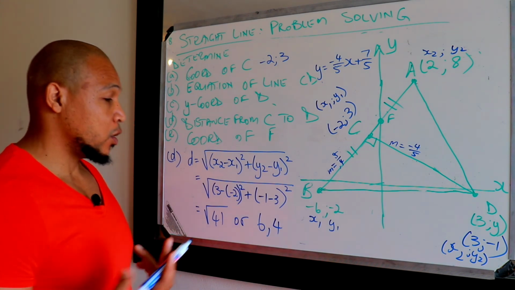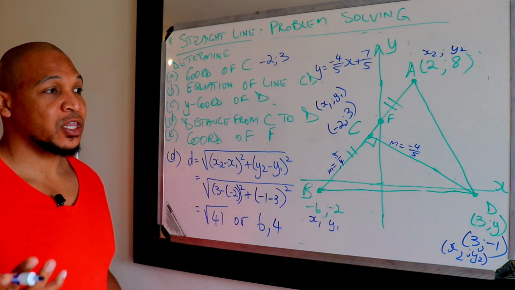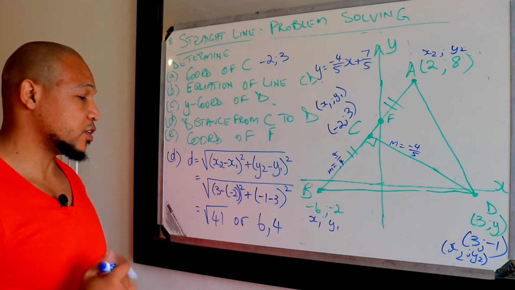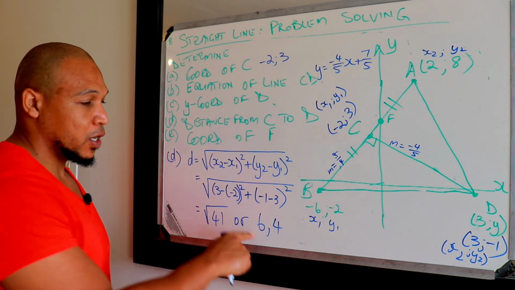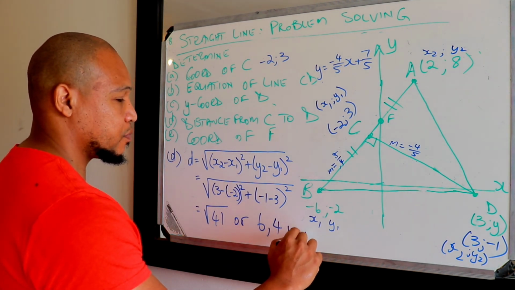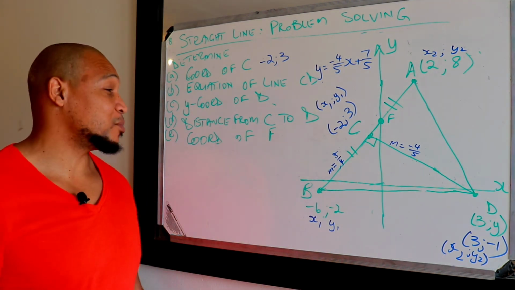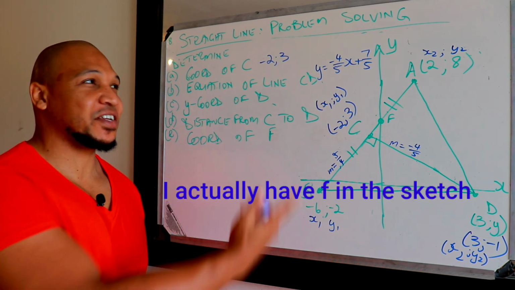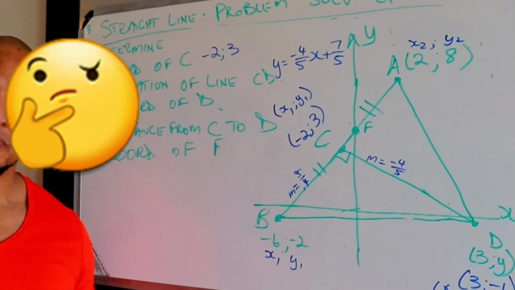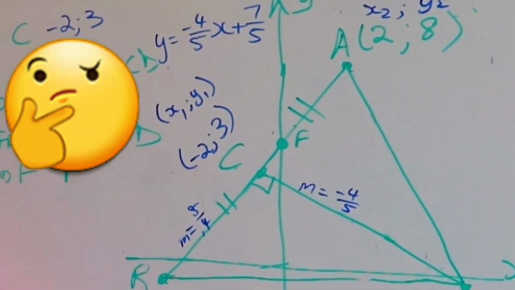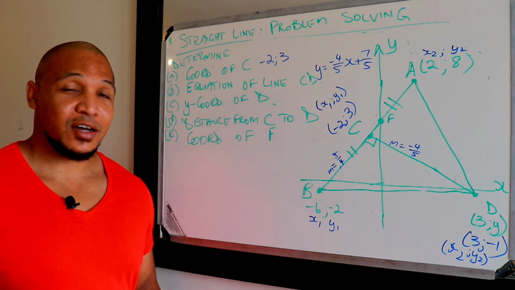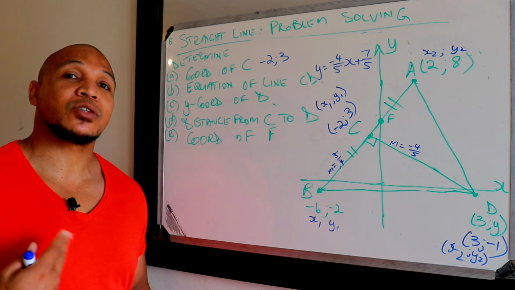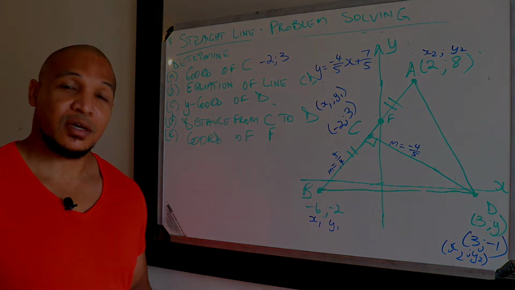Or 6.4. Now obviously when you get the question paper, they will say leave in root form or not, and then you just leave it in root form, or you can write the answer. So it will be 6.4 units. So that's it. You might see I've got the E here, determine the coordinate of F, but I didn't put the F in the sketch. So that's it. I hope you learned something, and the most important thing is the way we go about answering the questions. See you in the next one.